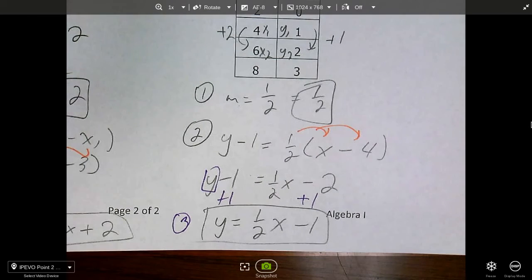Okay, so as I said last time, the big things, watch out for your negative signs. Please watch out for your negative signs, and get y by itself. That's our end goal for all of these, is to get y equals mx plus b. Just make sure you're doing that as you go.